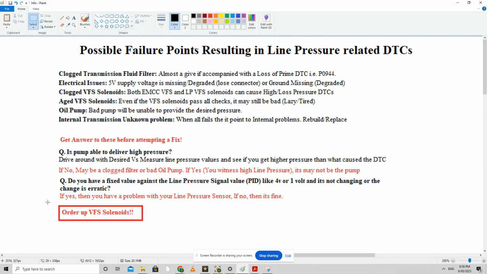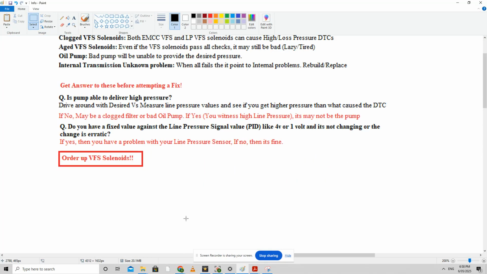And as I said earlier, regardless of what you find, if you are battling these line pressure related DTCs, especially the 868 and 869, I would definitely recommend ordering up the VFS solenoids. You should replace them. They go bad from time to time. If they're not already bad, they will be bad soon.